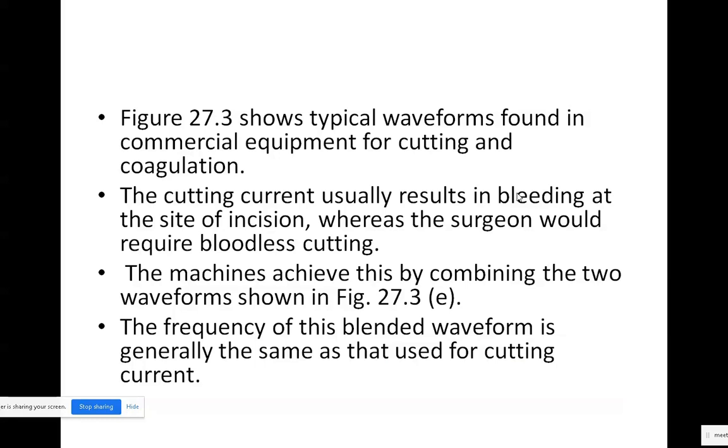The machine achieves this by combining the two waveforms. So if you want bloodless cutting, the machine has to combine the two waveforms. The frequency of this blended waveform is generally the same as that used for the cutting current. So when you blend these two waveforms, the same heating effect has to be produced during the cutting process.